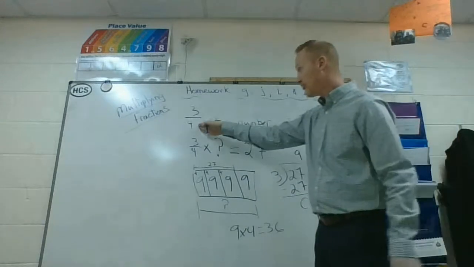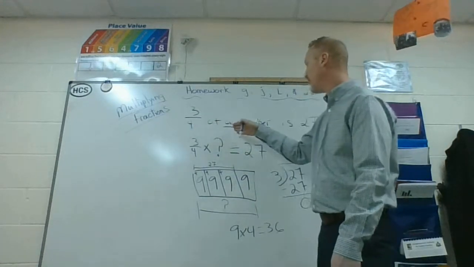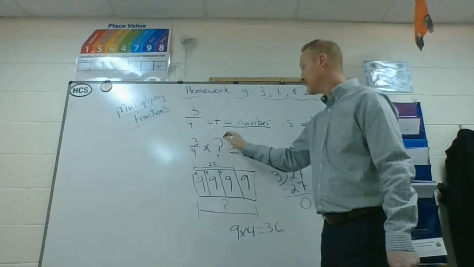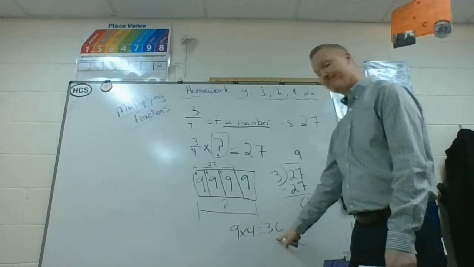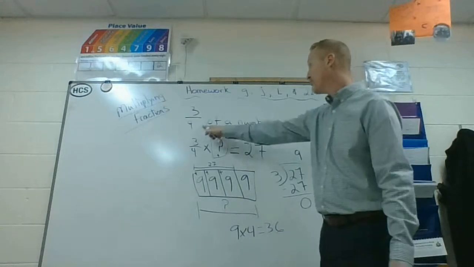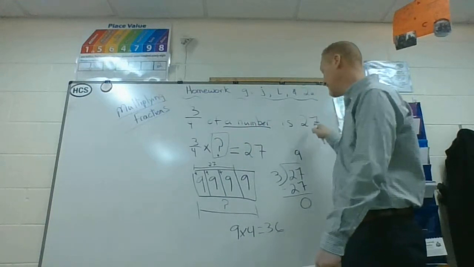So again, going back, we've done all the work. We go back to the problem. 3/4 of a number is 27. So that's what we're trying to find out, is this question mark right here, okay? And I just found it out. It's 36. So the question mark is 36. 3/4 of 36 is 27.